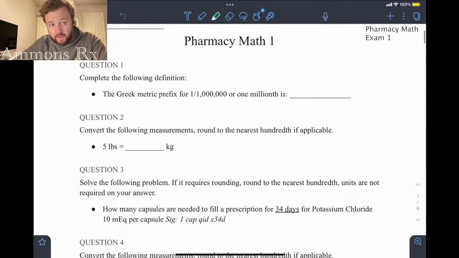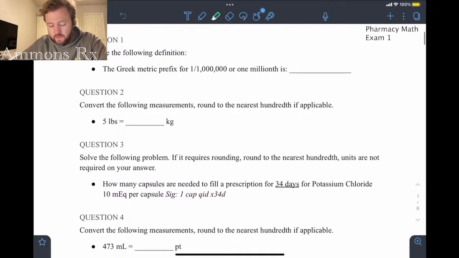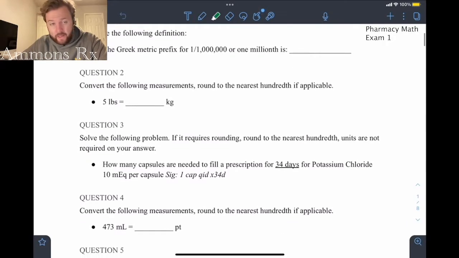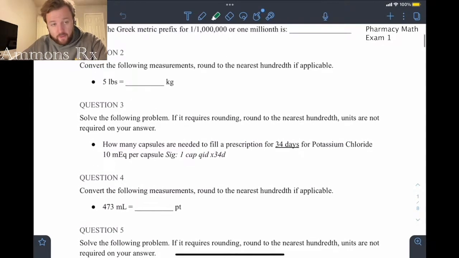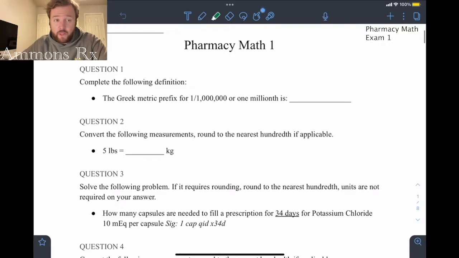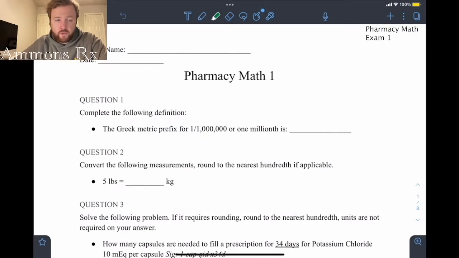Pharmacy Math 1 exam. So that includes things like basic conversions, day supply, fractions, decimals, multiplication, division, just a lot of the intro stuff. A lot of memorization. So just remember Pharmacy Math 1, that's when we started talking about the units of measurement.